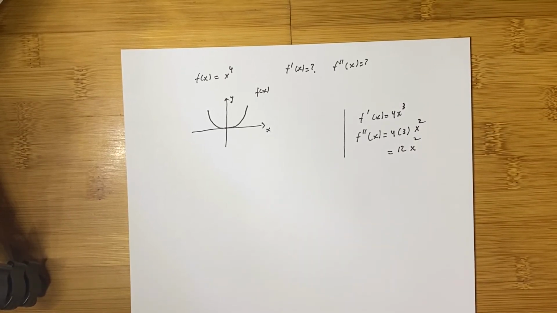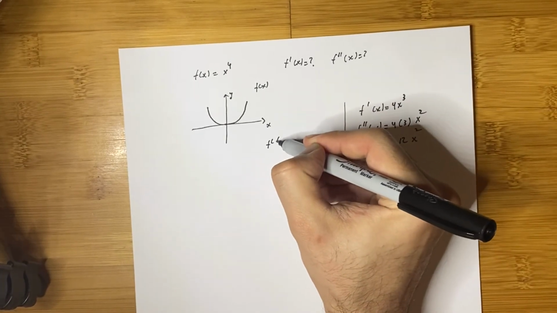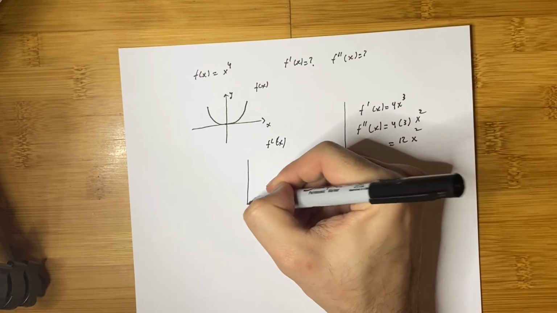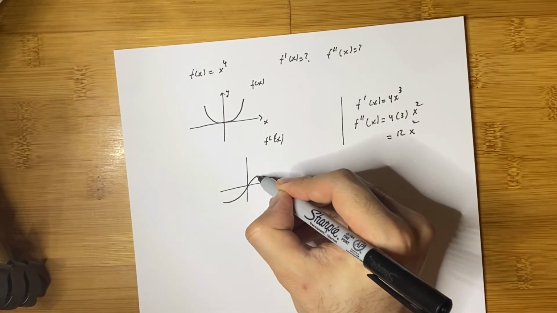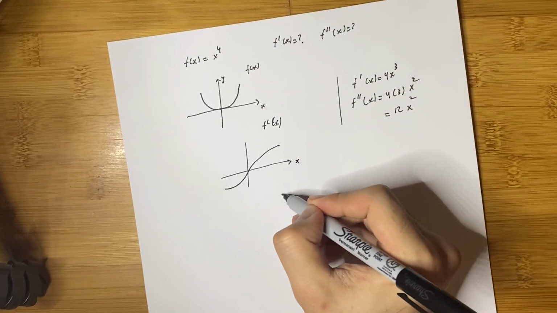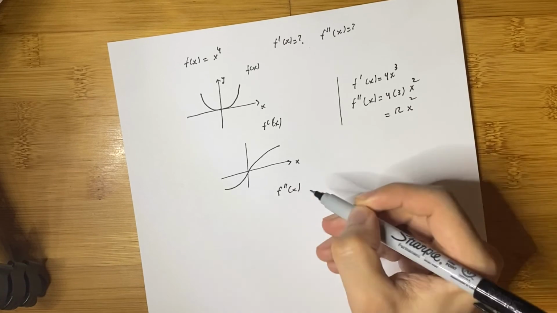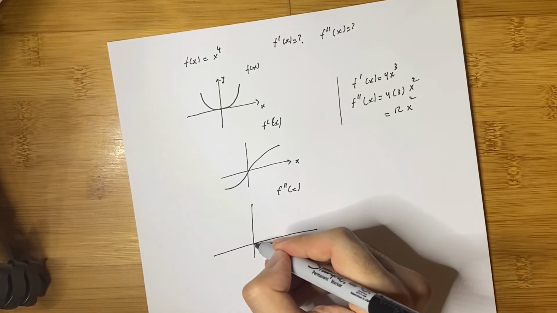So what does that mean? It means that f prime of x is going to be something like this, and then f double prime of x is going to be something like this.